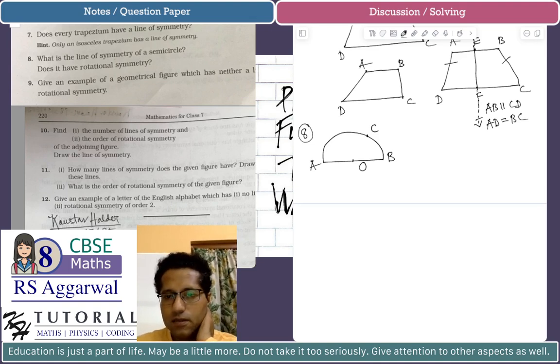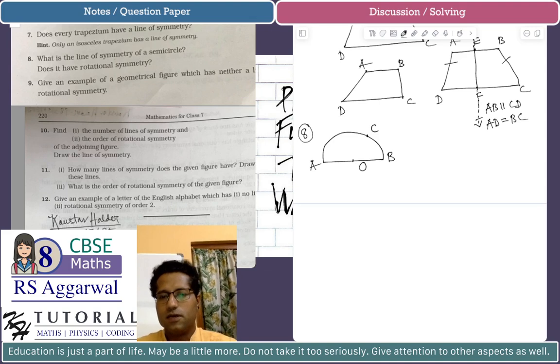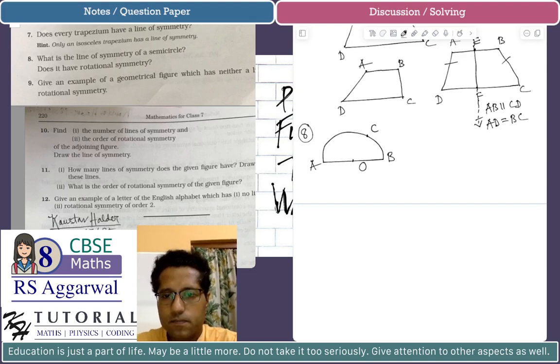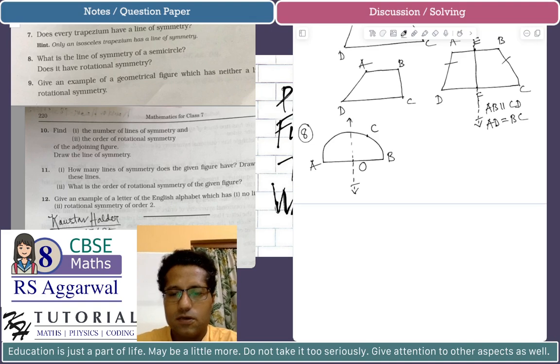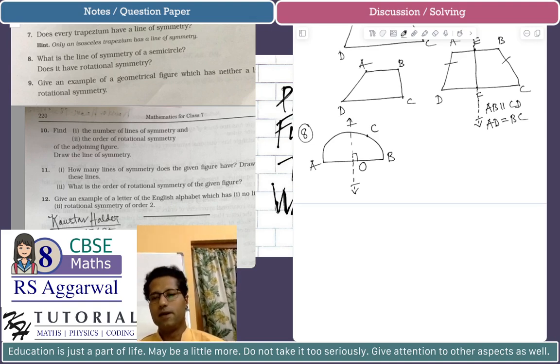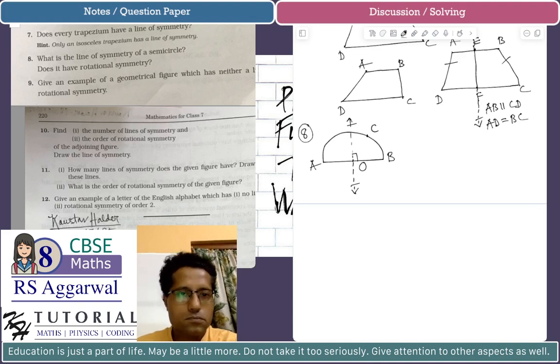So what will be the line of symmetry for this semicircle ACB? It will be the line perpendicular to the diameter AB passing through the center O. This is the line of symmetry of the semicircle, that is, the line which is perpendicular to the diameter AB and passing through the center O.